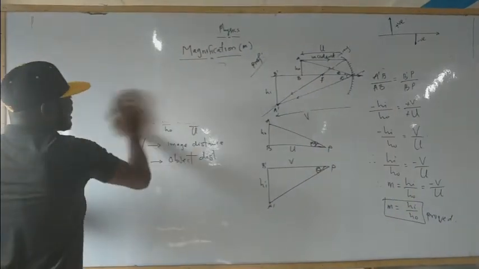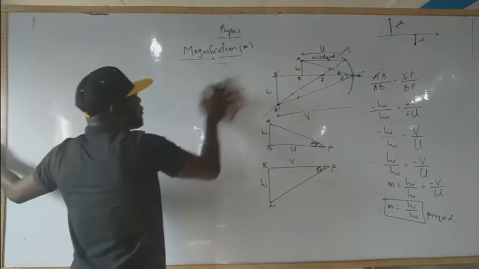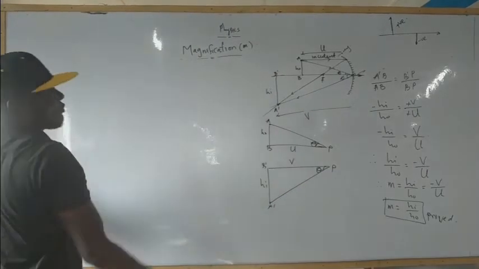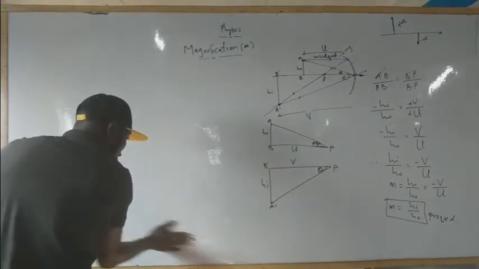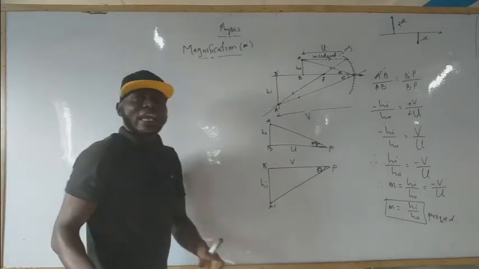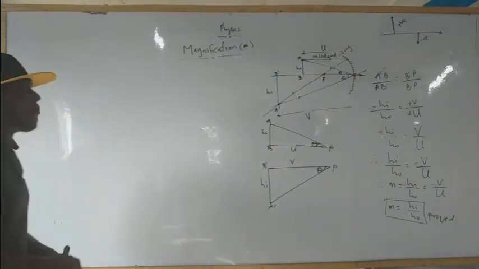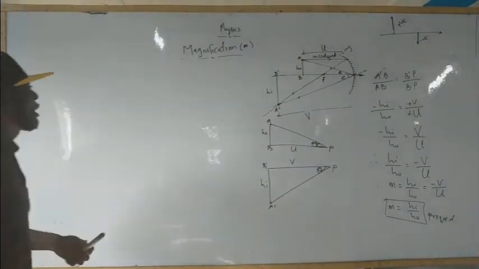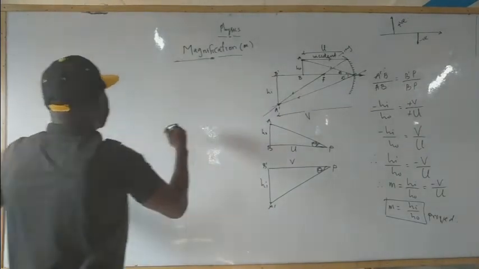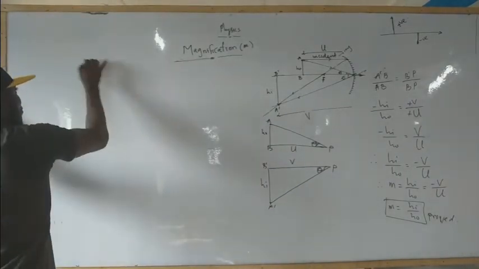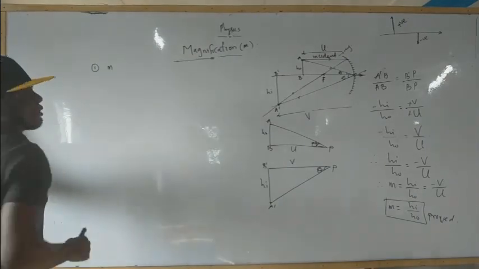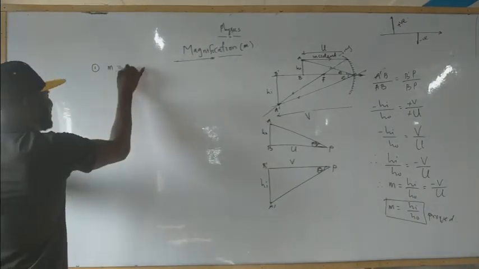So let's look at the characteristics of the image formed. We're going to be looking at magnification in full, that is, in details. So let's look at magnification in details.